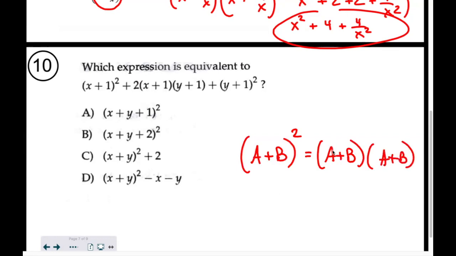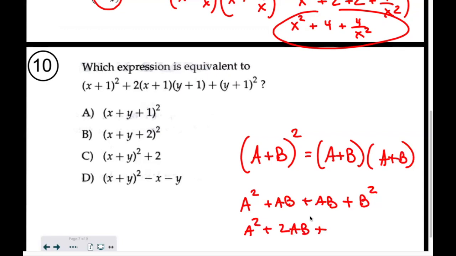And you would get, we did it on a couple problems earlier, A times A is A squared. Then you would get A times B is AB, and B times A is another AB, and B times B is B squared. And then you would get A squared plus 2AB plus B squared. So this is kind of like a formula that you can use to square things. It's the first one squared, then double the two multiplied together, and then the second one squared. That's what's actually going on here.